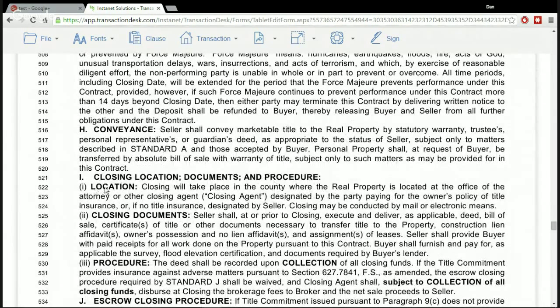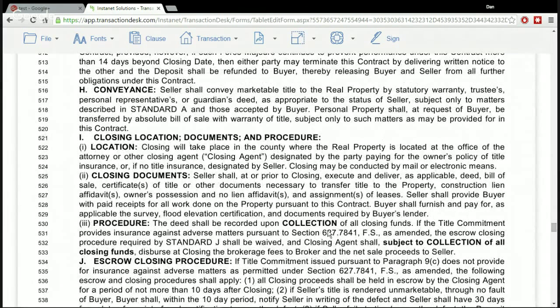Closing location, documents, procedures. Closing shall take place in the county where the real property is located. Documents: seller is going to, at or prior to closing, execute and deliver as applicable a deed, bill of sale, certificates of title, or other documents necessary to transfer title to the property. Construction lien affidavits, we just talked about that. Owner's possession and no lien affidavits, and assignments of leases. Seller shall provide buyer with paid receipts for all work done on the property pursuant to the contract. Buyer shall furnish and pay for, as applicable, the survey, flood elevation certificate, and documents required by buyer's lender.